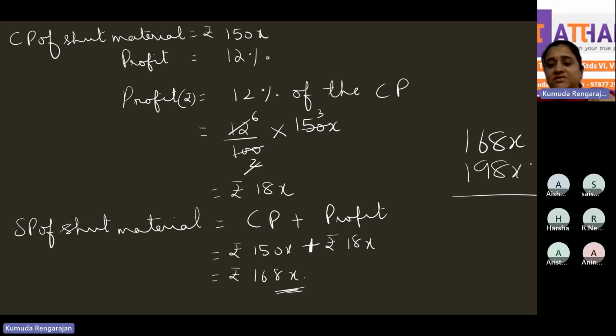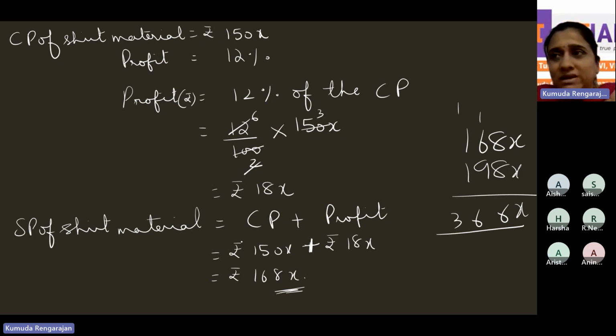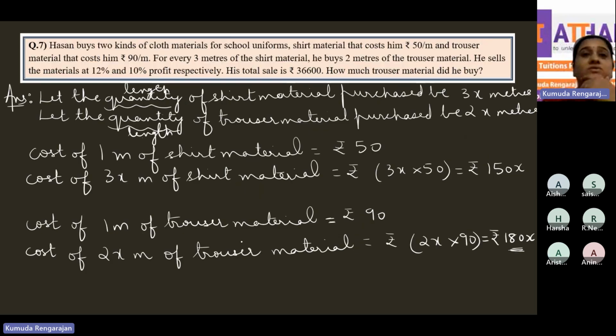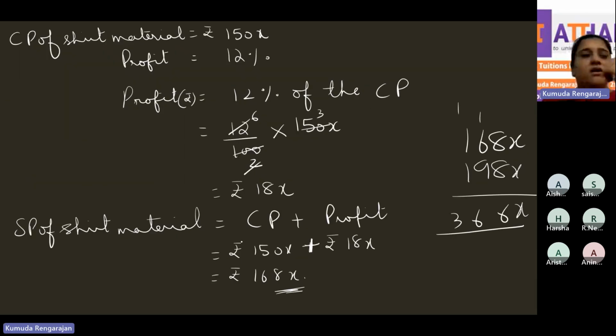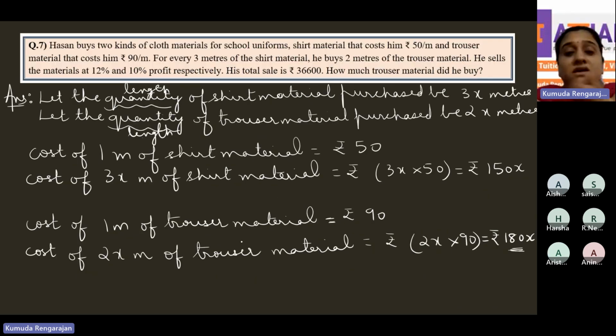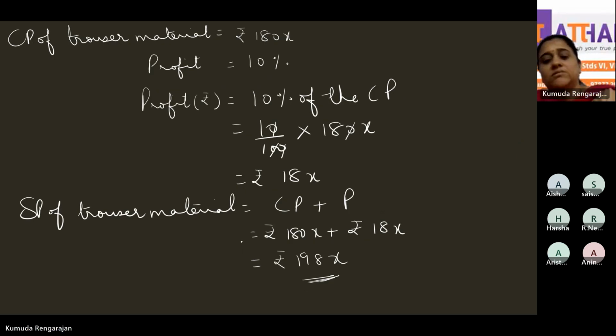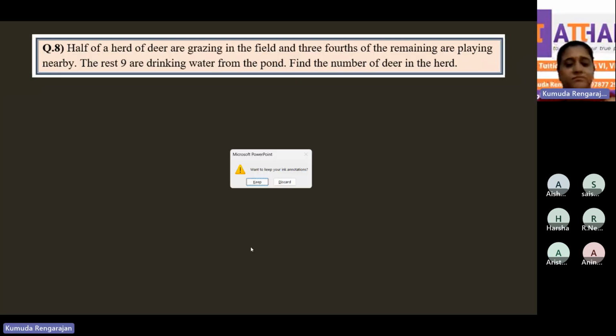Okay, now what's the total money he's made? 168x plus 198x, that is 366x. This is the total money he's made in terms of X. But what is the money he actually made? He's made a total sale of 36,600. That means these two are equal. So you must write your next step.